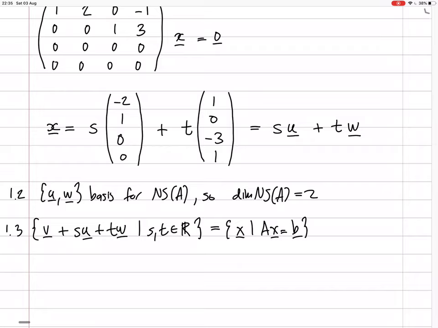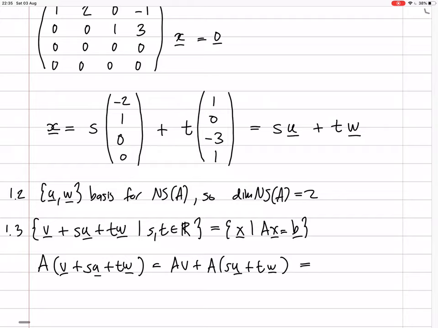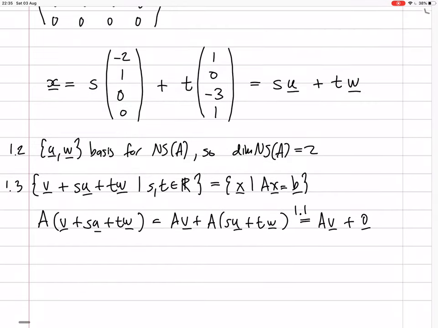And proof of that, where you do A times V plus SU plus TW, you get AV plus A times SU plus TW. And from above, A times SU plus TW equals 0. So we get AV plus 0. That is by answer 1.1. And AV plus 0 is just equal then to B plus 0, which is B, because of what they told us. Okay, so that proves that that's a solution.